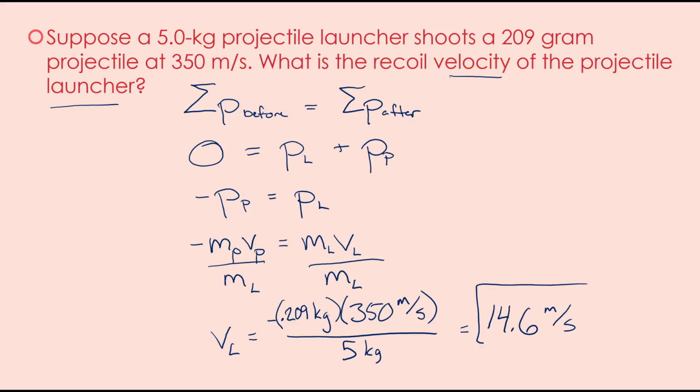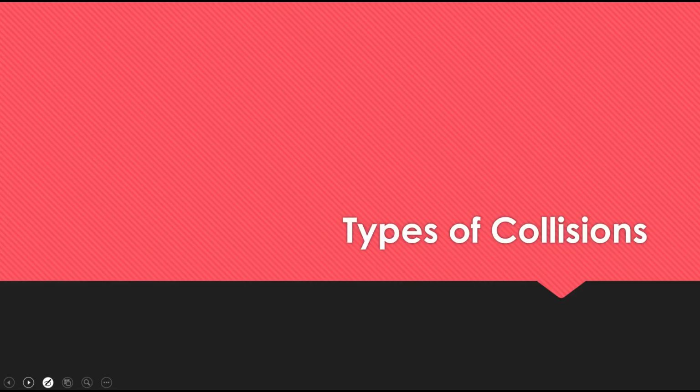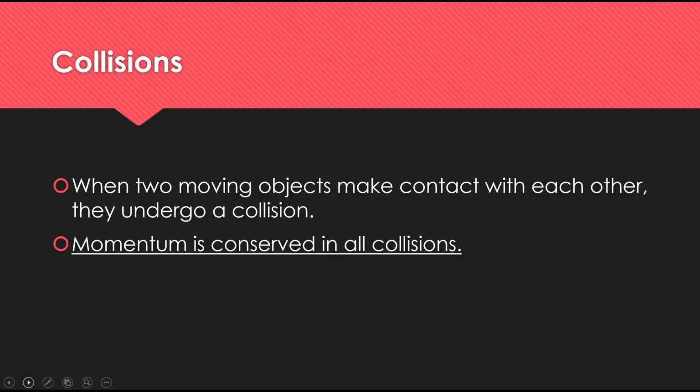So if that thing launches and nothing's holding it back, if there were no frictional force, no air resistance, nothing, it would just start sliding backwards at 14.6 meters per second. But usually there's something behind it, or there's some form of friction. So let's move on a little bit and talk about different types of collisions we can have.